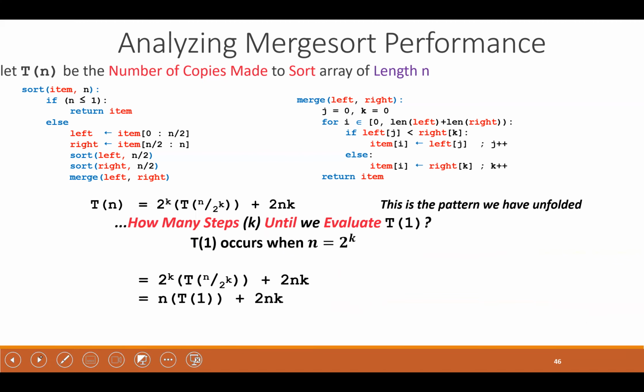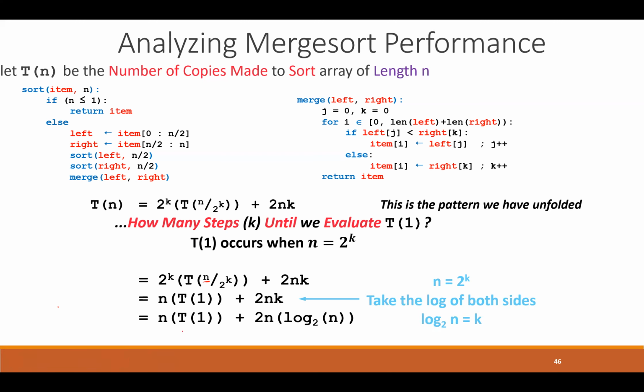So yeah, I know this ends at 1. If I plug k in here, I get 2 to the power k. This is actually 2 to the power k as well, so that equals 1. And then I just substitute in here my k value, which is equal to log n. This is what we did earlier. Take the log of both sides. So I have n times t of 1 plus 2n times log base 2 of n.